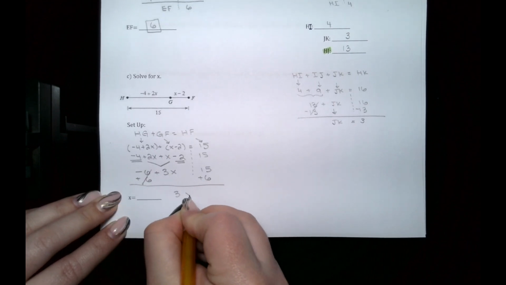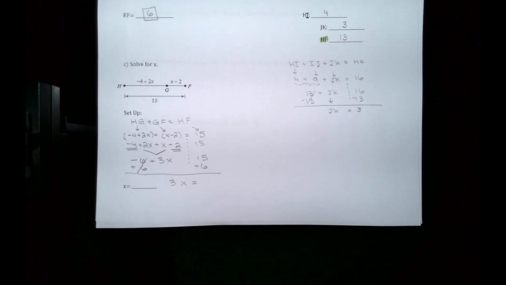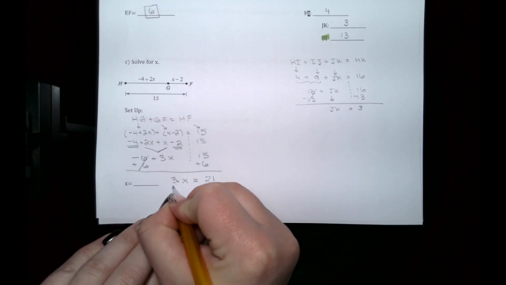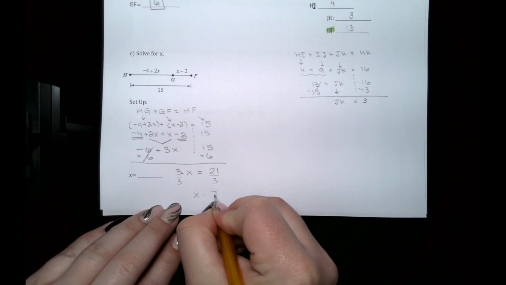I am running a little bit out of space, so I'm going to kind of shift it over. 15 plus 6 is 21. Divide by 3, divide by 3. X is then equal to 7.